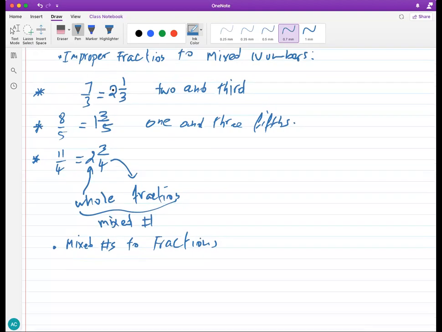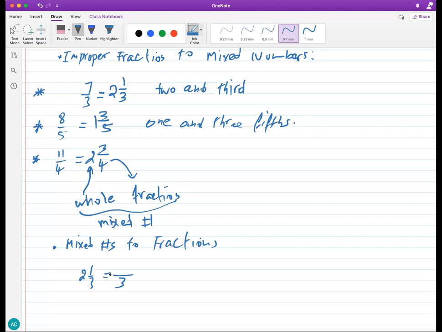Let's take this very example. We want to go back from here to here. Let's see how to get 7/3 from this mixed number, 2 and 1/3. As you notice, the denominator always stays the same, whether you go from improper fractions to mixed numbers or the other way. We just need to figure out how to get this number here, which is 7. The 3 comes from here. We need to use the other numbers to make this 7.